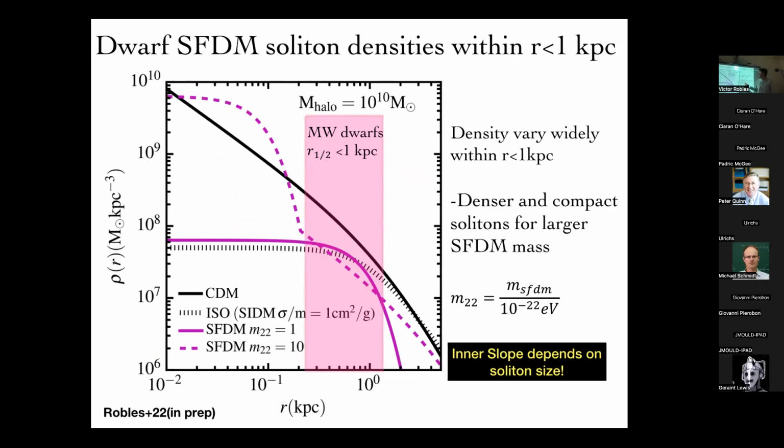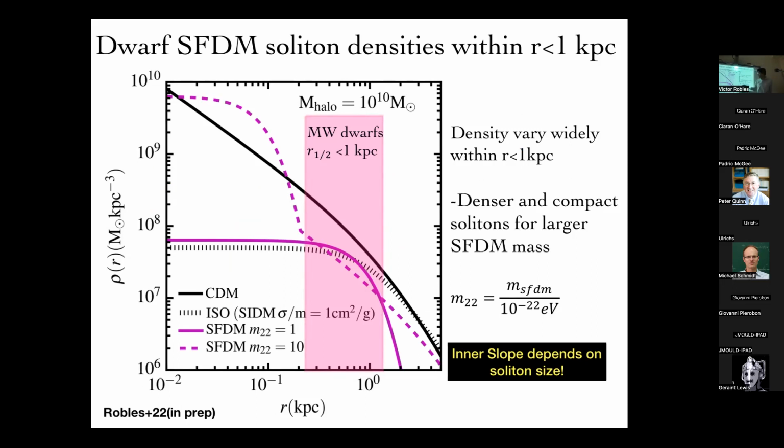And if you look at the density profiles for dwarf galaxies, for dark matter halos, on the scale of dwarf galaxies, then this is what is shown. You have the cold dark matter, which is this black line here. Then the dashed line is the self-interacting dark matter that I've been talking about, with a cross-section of 1. And then there are two magenta lines, for two different boson masses in this model.